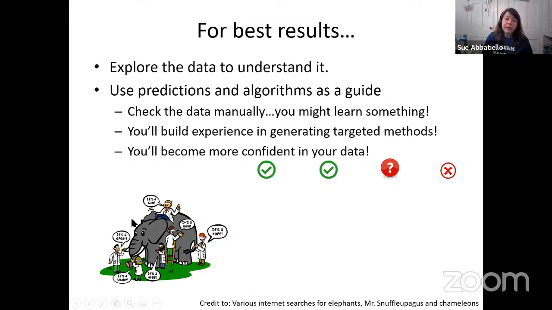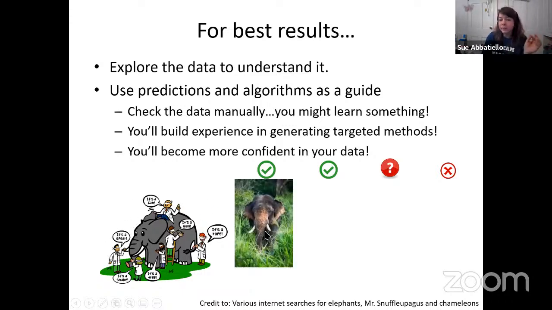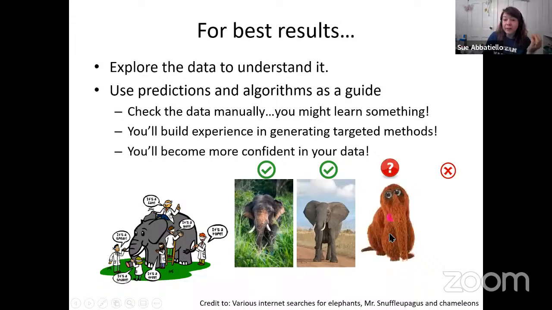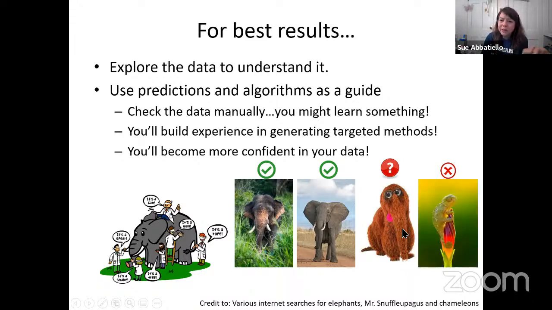And just a quick little analogy: there's a little story about different people, all blindfolded, touching a different part of an elephant and thinking it's something different. One person's looking at the leg saying it's a tree, one's touching the trunk saying it's a snake, one's saying it's a spear. It really depends on your perspective and how much information you're able to take in. If you're able to look at everything, you might be able to identify it as one kind of elephant or another. Mr. Snuffleup, I guess, has no ears, so that would be incorrect, even though you might have identified it as an elephant because it has a trunk.